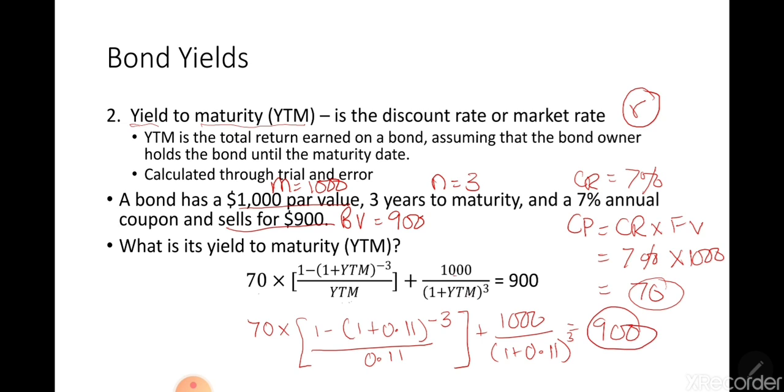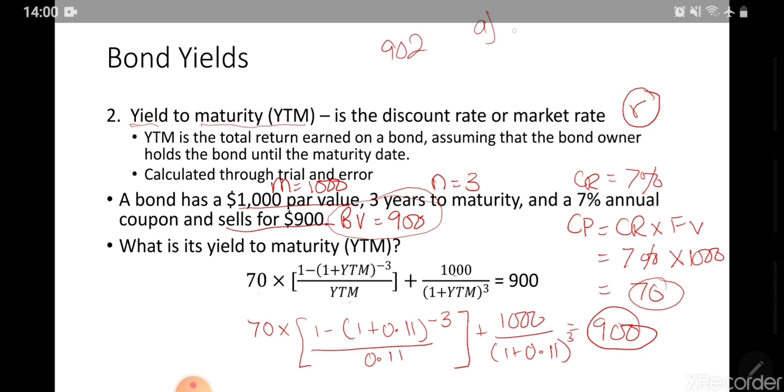Your answer should come close to 900 by using the rate of 11%. If you calculate it, your answer is coming 902, which is very close to 900. 11 point something is most probably the exact YTM. Now over here you have a hint in the bond value for eliminating some options.